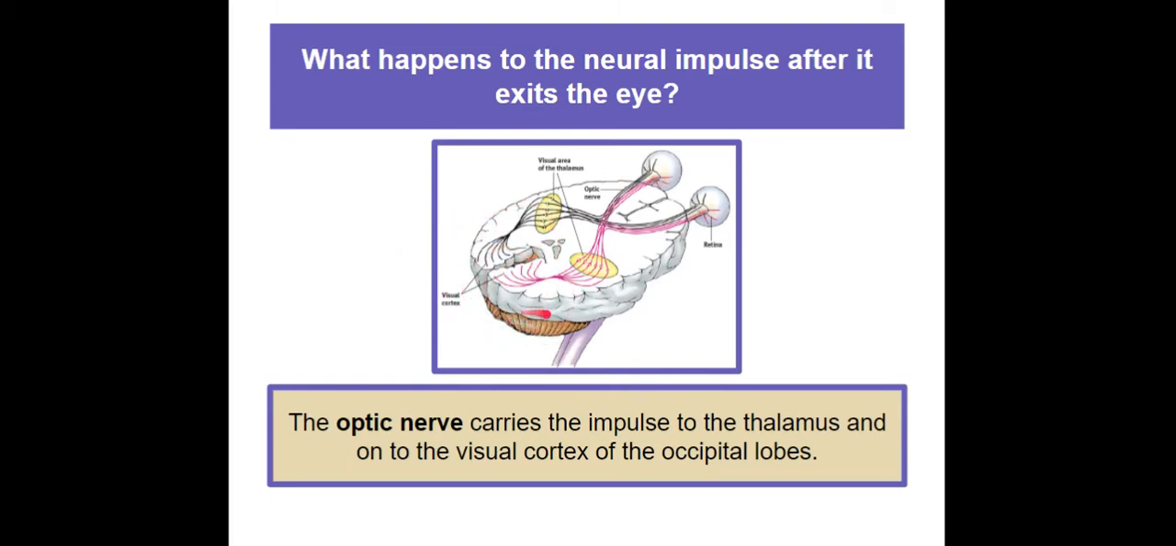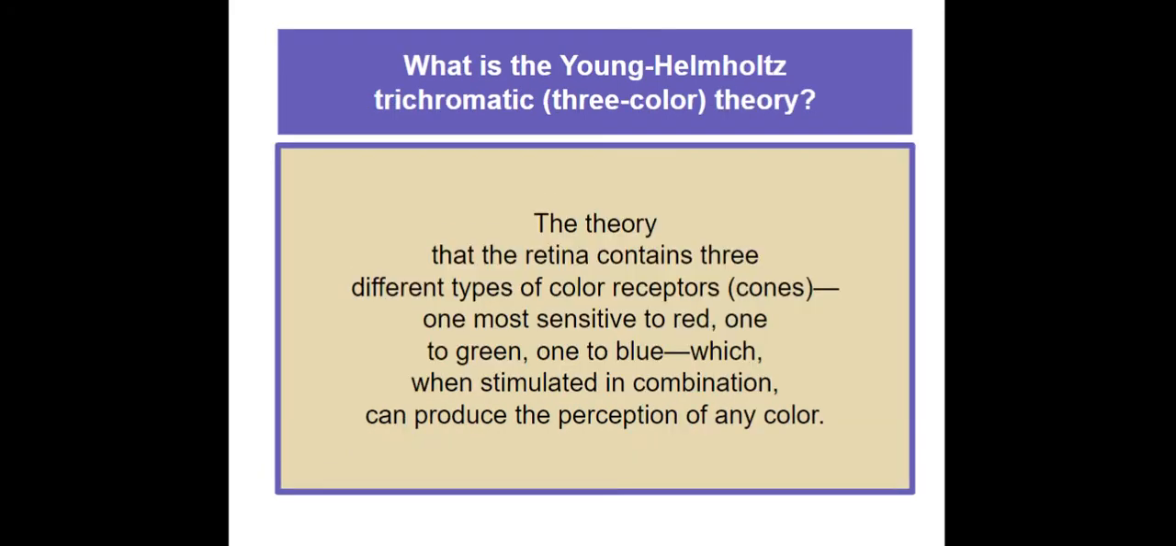All right. So, two theories we need to know. Young-Helmholtz trichromatic or three-color theory. Basically what this says is we have three color receptors, RGB: red, green, blue.